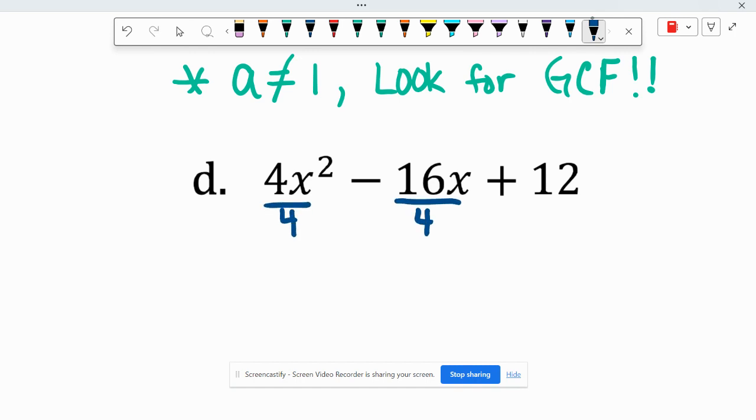Dakota, I haven't seen you pick your pencil up at all. Dakota, pick your head up. It's not nap time. So we're going to take a 4 out.